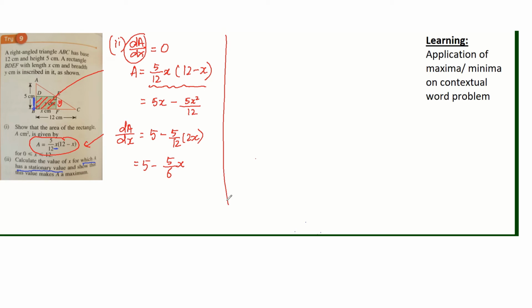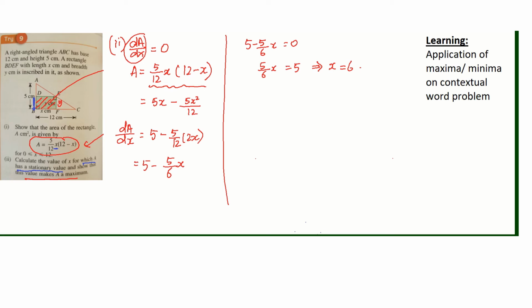Please take note, stationary value, I'm sure you guys are familiar with this. That means my dA over dx equals 0. Go on to solve the value of x, and that should lead us to x equals 6. And the next part is to show that this value makes A a maximum. We have not completed part 2 yet. We are supposed to show that A is a maximum.